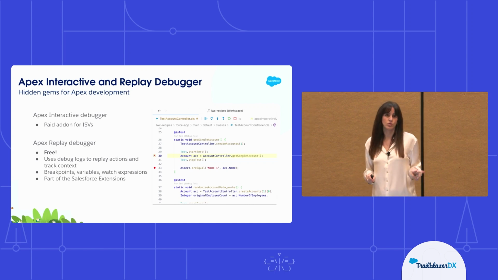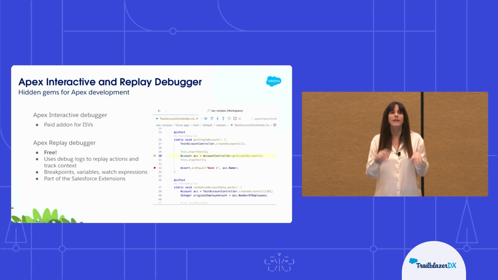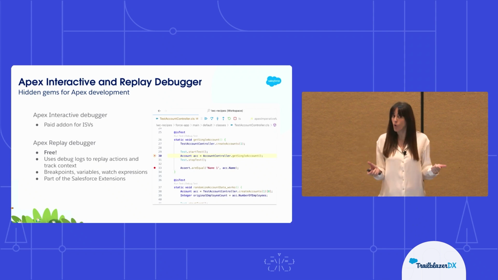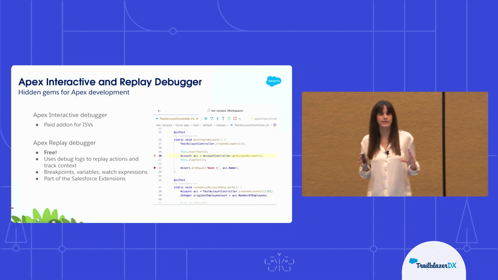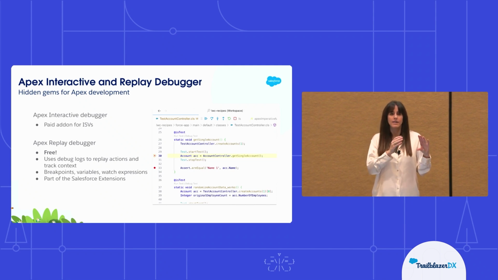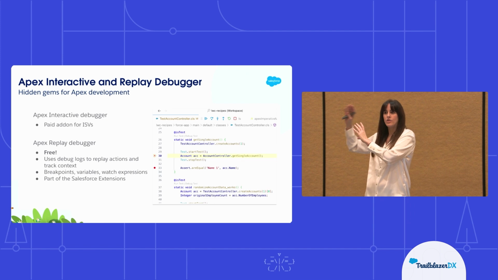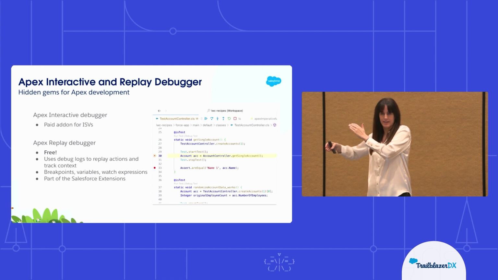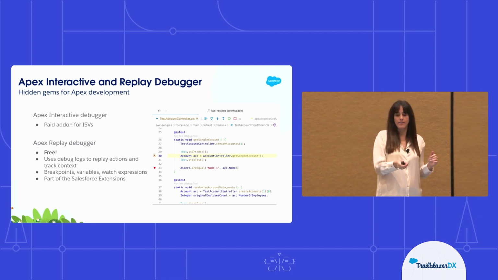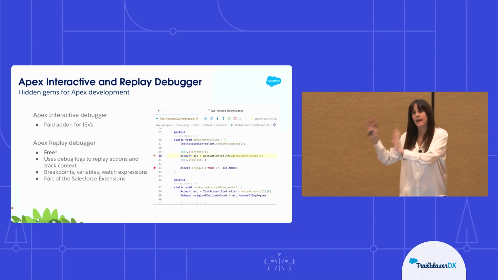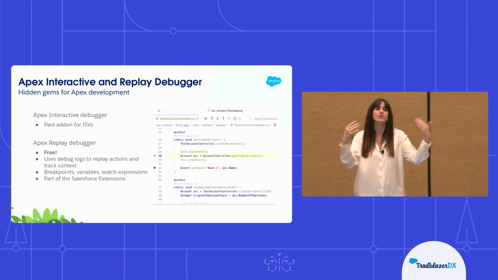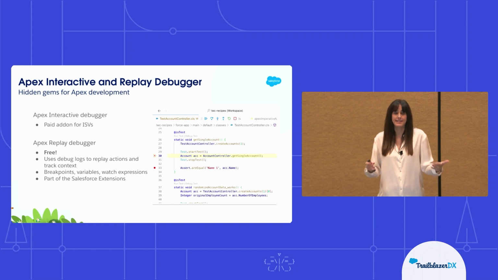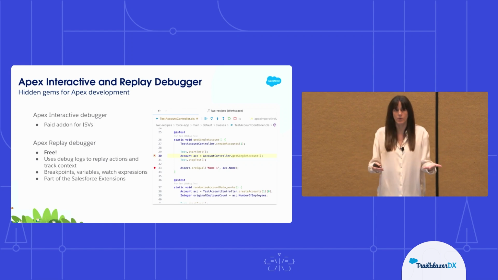There are actually two debuggers. One of them is the Apex Interactive Debugger, but I'm not going to focus on this one because this is a paid one and it's for ISVs only, and that is a real debugger. So the ISV debugger stops your code running in your org so you can add breakpoints, variables, and inspect it. The Apex Replay Debugger is not a debugger in that way, but the experience while using it is as if it was a real debugger.